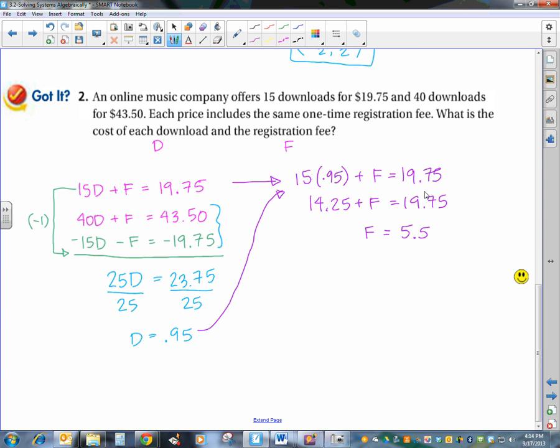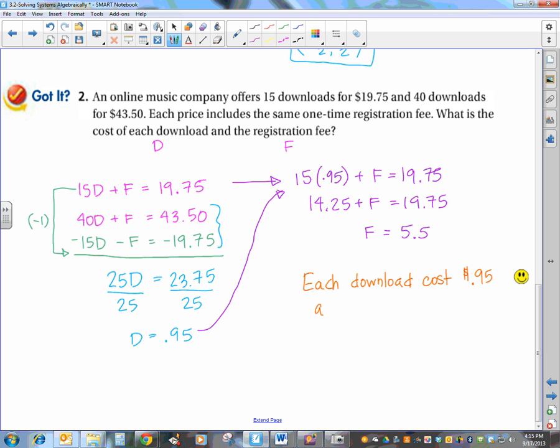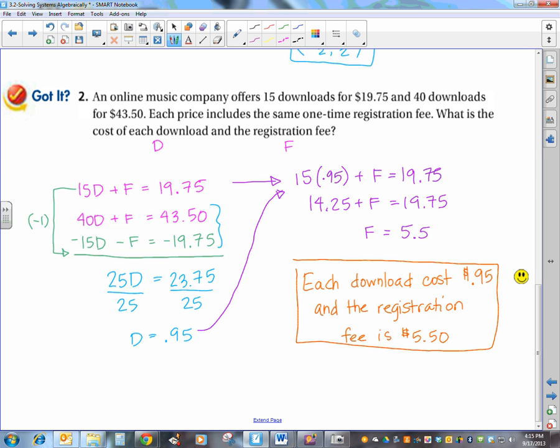So to answer the question, each download costs 95 cents, and the registration fee is $5.50. Okay, moving right along.